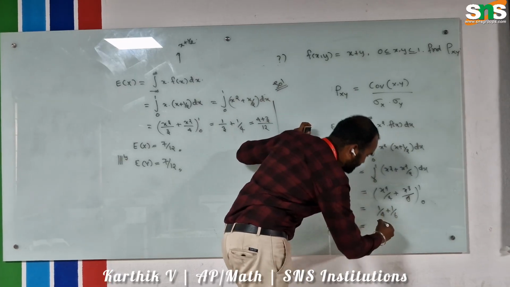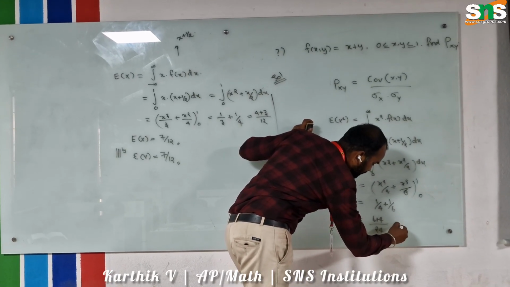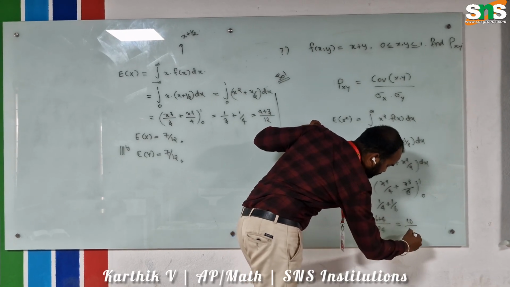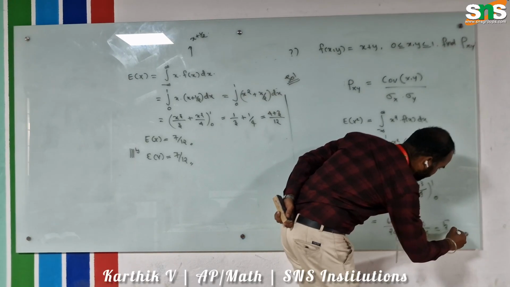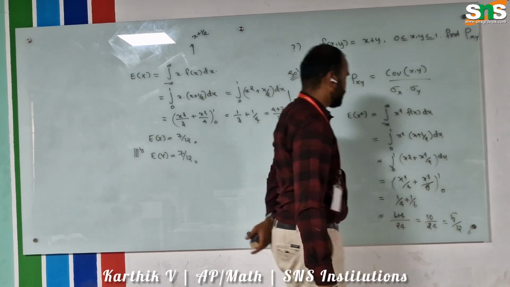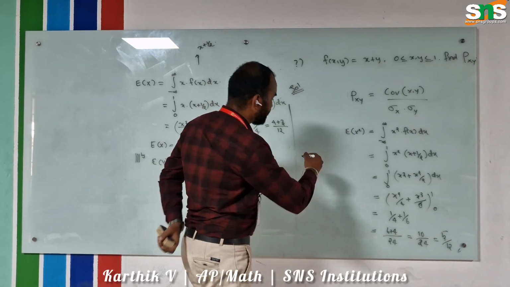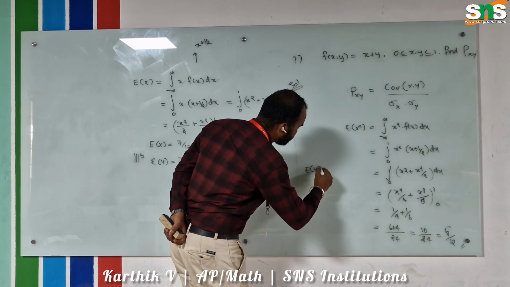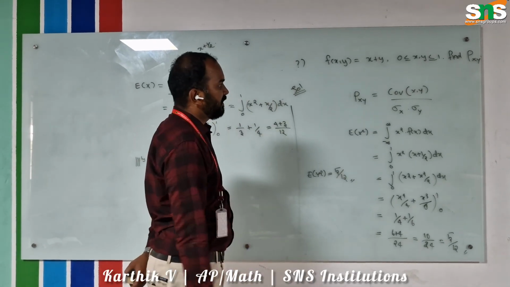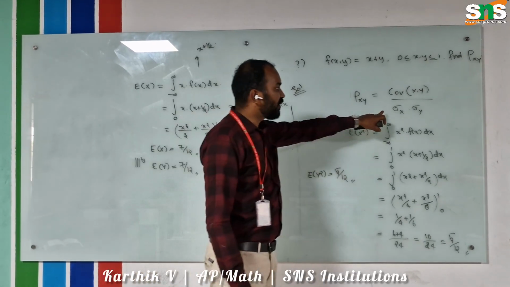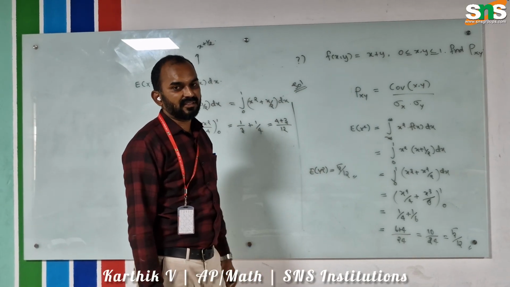See, the final answer is 6 plus 4 divided by 24. If we cancel the term, 5 by 12. So, E of x square value is 5 by 12. If E of x square is 5 by 12, then E of y square is also 5 by 12. Next, we have to find rho x, rho y and the covariance of x y. Finally, correlation coefficient of x y.